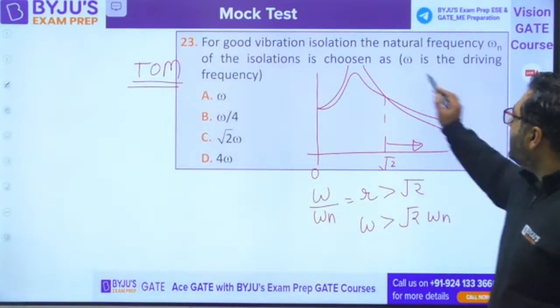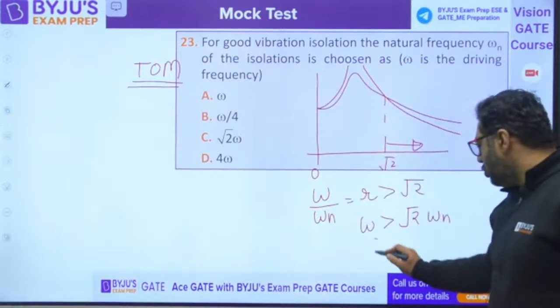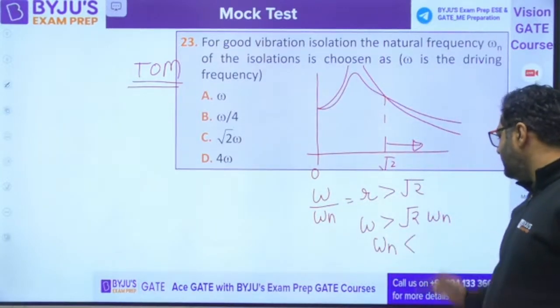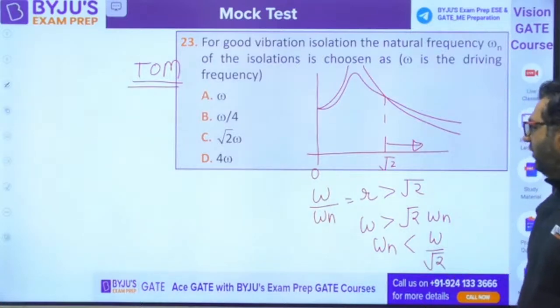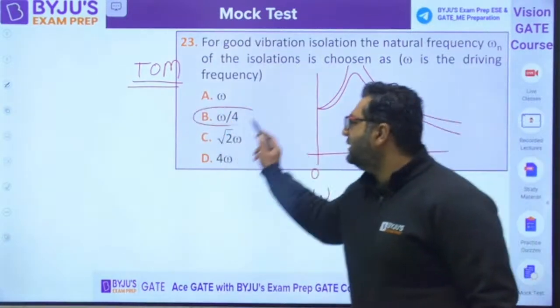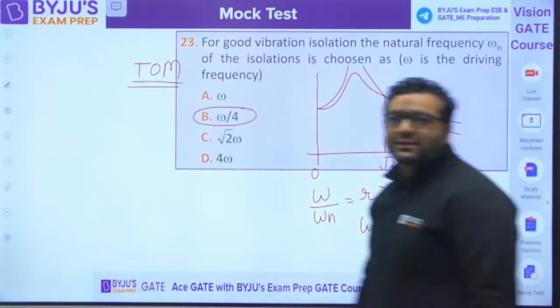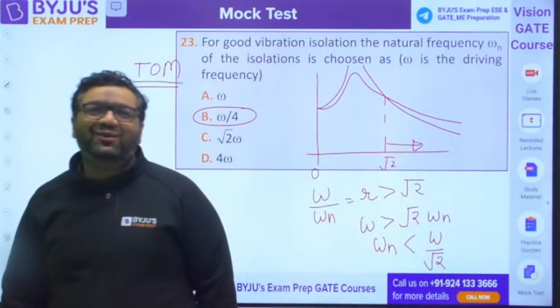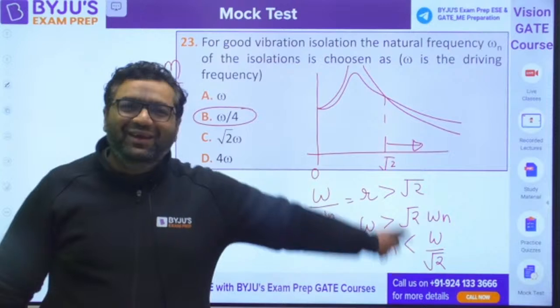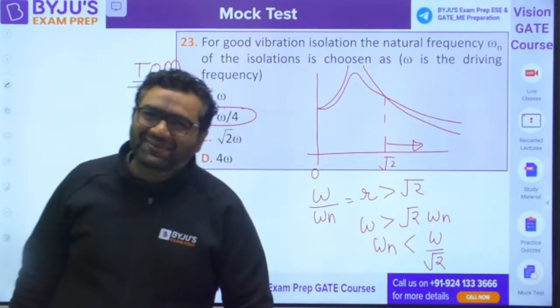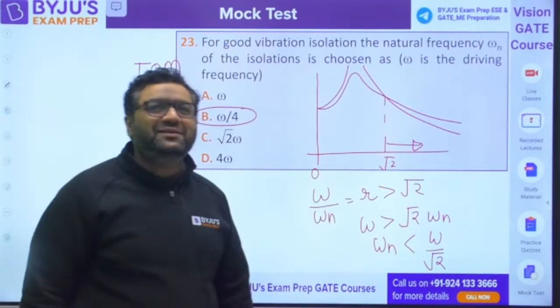But they are asking about omega n. So omega n should be less than omega by √2. So I feel there is one value which is less than that. So this is just opposite to what you were thinking. The answer will be B for this. Can you feel the mistake you have done here?